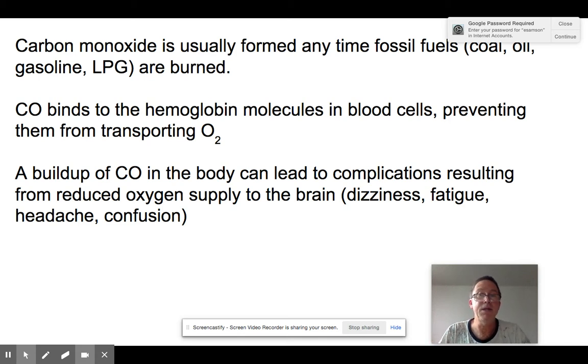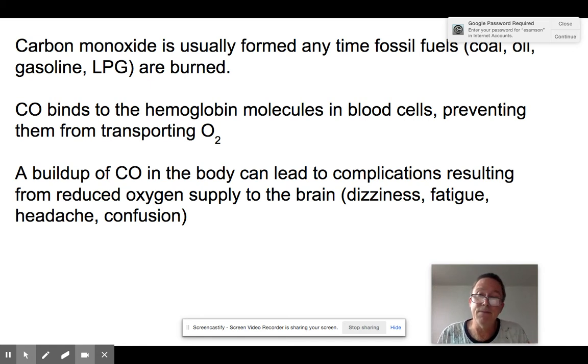And so over time, it builds up in our blood system and it reduces the efficiency with which our blood is able to deliver oxygen to other parts of our body. And the most important one is our brain, because our brain uses the most oxygen and is the most easily damaged. So if you go without oxygen, your brain is the first thing affected. So there are neurologic effects that are basically from our oxygen deprivation. These include things like dizziness, fatigue, headache, confusion, nausea.